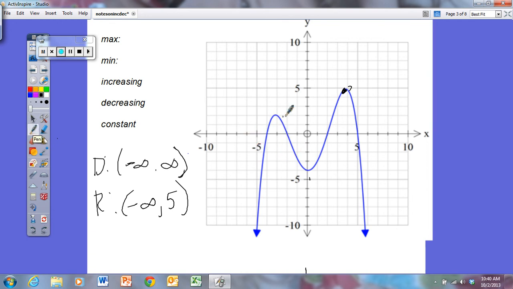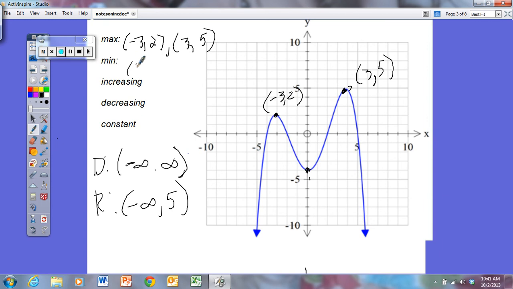For this particular one, we're going to call this point -3, 2. I know it's not exact, but for our purposes right now it is. 1, 2, 3. We'll call this 3, 5. Again, I know it's not exact, but I don't have the function in my calculator right now. So if it says max, that's what you would put. The maxes are -3, 2, comma, 3, 5. The min is when it turns and starts to hold water. So that would be right here at 0, -4.